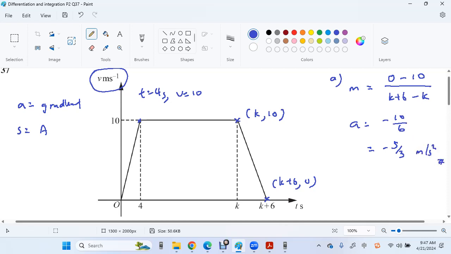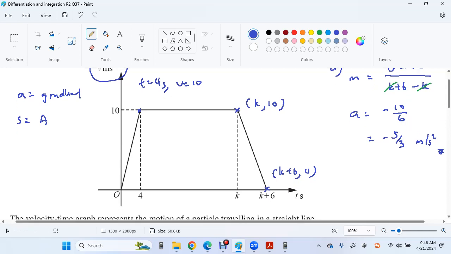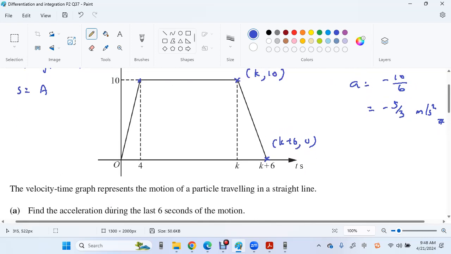Over here, it is k minus k, then we have 6 at the denominator, and 0 minus 10 is negative 10. The question said the acceleration during the last 6 seconds. This is the last segment, from k to k plus 6 here. This is 6 seconds. This is the last 6 seconds.